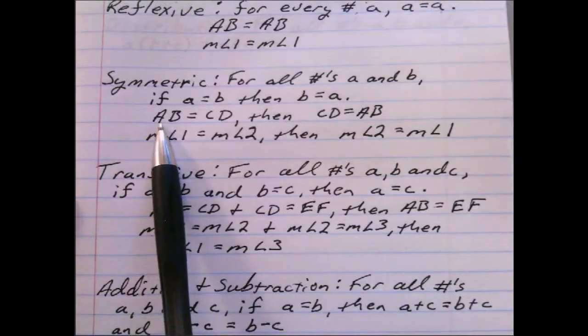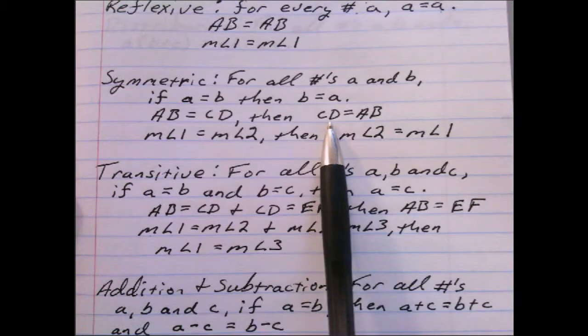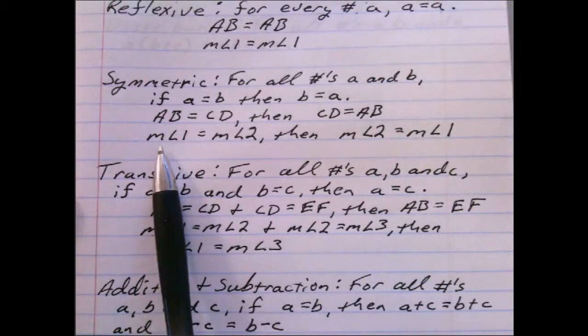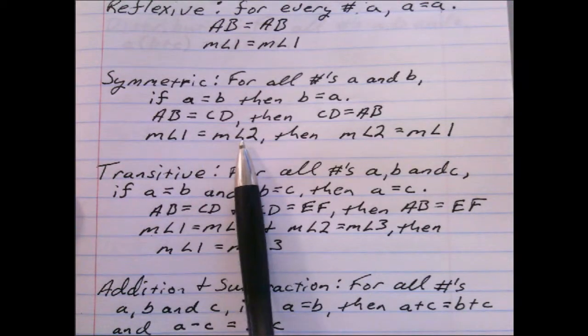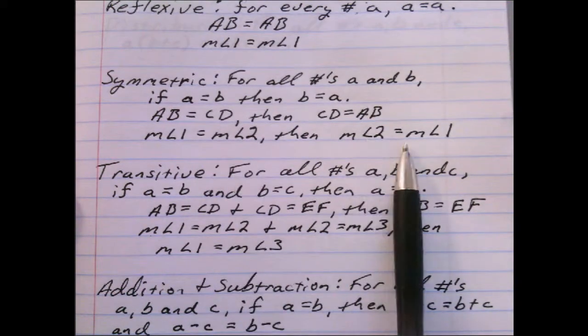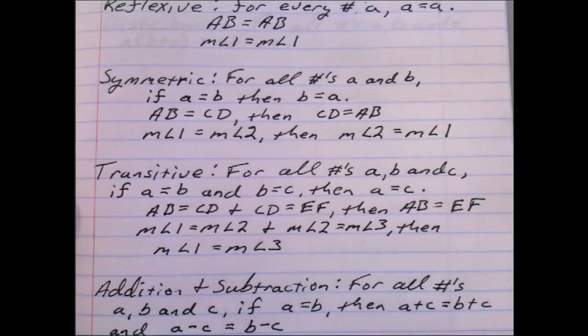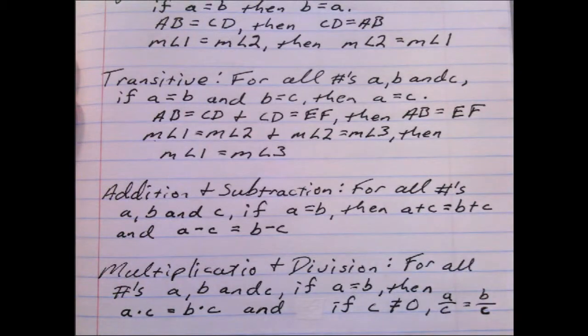Same thing for segments. AB equals CD. So then we can say CD equals AB. We just flip the positions of them. And for angles, the measure of angle 1 equals the measure of angle 2. So then we could say the measure of angle 2 equals the measure of angle 1. Again, just flipping those positions from one side to the other of the equal sign. Okay? The next one that we have is the transitive property.